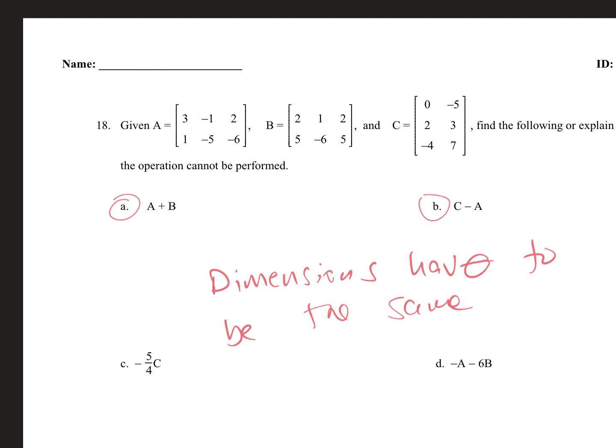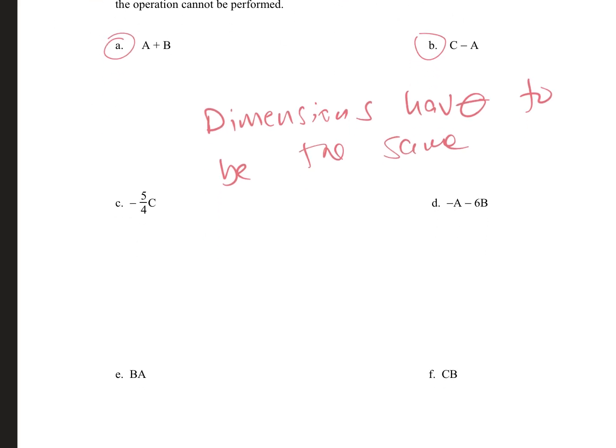All right, in a question like C or D, what do you have to do first before you add and subtract? Okay, find the dimensions. And then what does that negative 5/4 out in front mean? Or that negative 6 in front of the B? You've got to distribute. It's just multiplication. It's scalar multiplication. You're going to multiply in, and then multiply and then add, subtract.